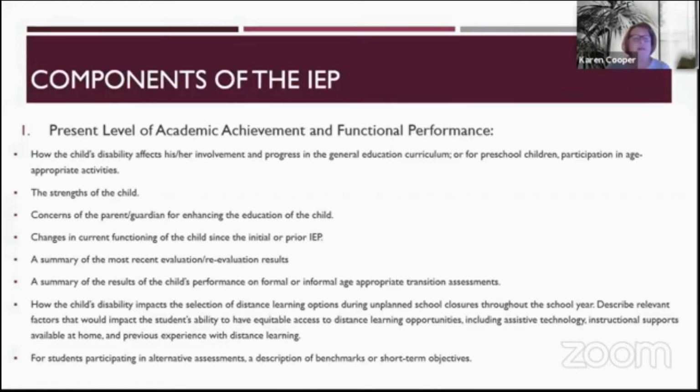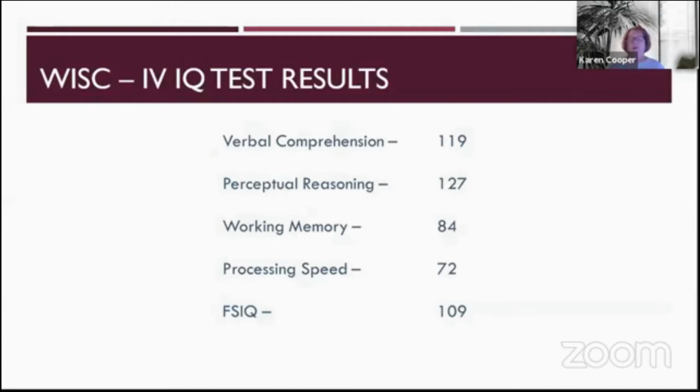The next section is a summary of the most recent evaluation or reevaluation results. So when you look at this section of the IEP, you want to make sure that that summary is detailed enough to provide good information to the team to determine programming needs. So I have an example here of a full-scale IQ. And as a matter of fact, my son is 26 years old. This is his full-scale IQ, or one of the measurements that gave us a full-scale IQ for him.